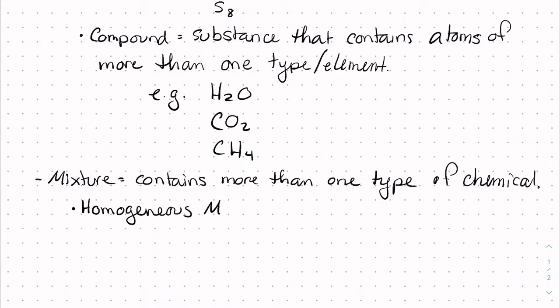So homogeneous mixtures, prefix homo meaning same, means basically in a homogeneous mixture everything looks the same. It's a mixture in which the chemicals are uniformly distributed throughout, and you can't visually distinguish one from another. So these often look like they're a pure substance, despite the fact that they are actually a mixture.